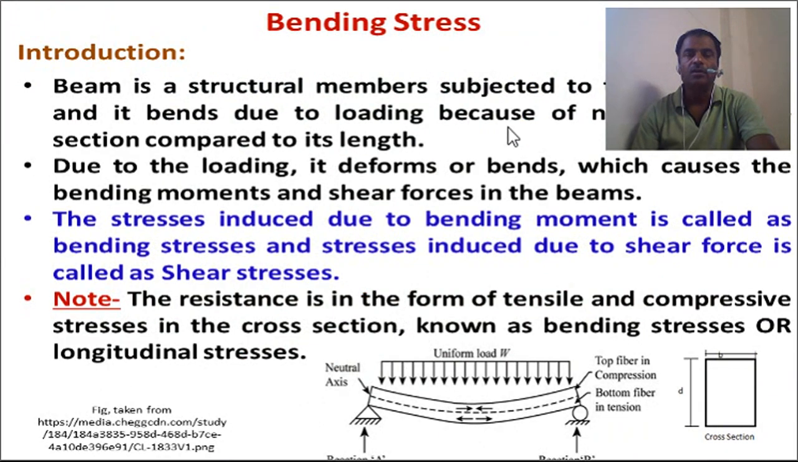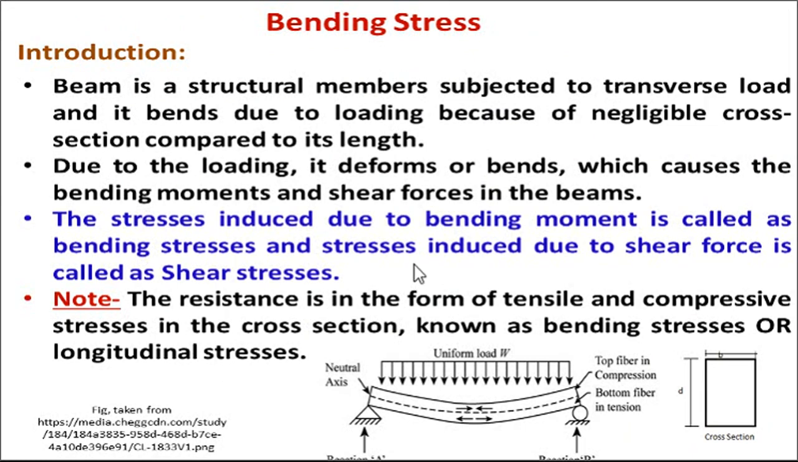First of all, we know that a beam is a structural member subjected to loading. A beam is always subjected to loading, and due to that, what happens? It bends or it deflects. That is called deformation. Normally a beam is a horizontal member which is loaded like this.